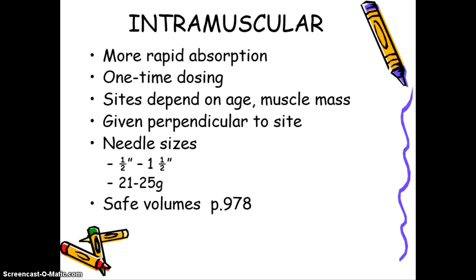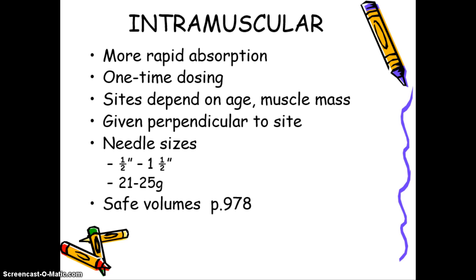Choosing the site is going to be very dependent on age and how well developed that muscle is. Sites we should not use in children less than 2 years of age are your deltoid muscle, as well as either of the buttock sites, so your ventral gluteal or dorsal gluteal. Needle sizes really are listed out up here. Obviously, you're going to go with the shorter needle for younger ages.